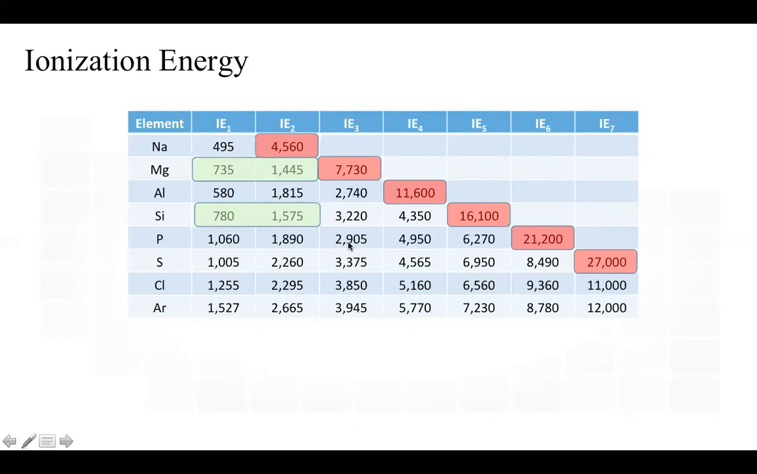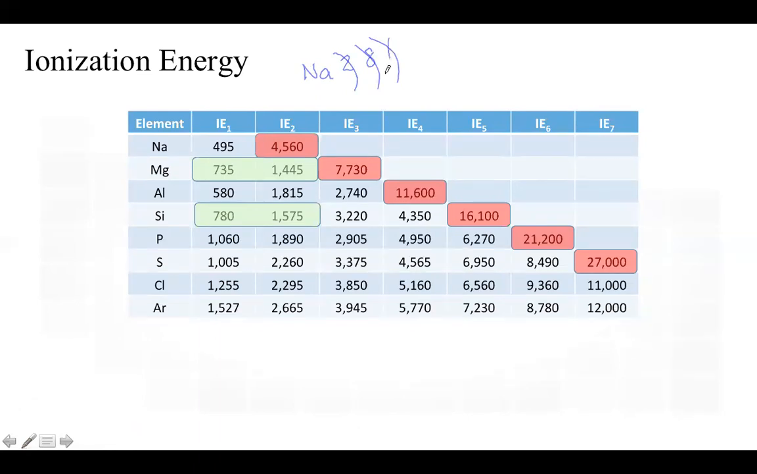Again, that huge jump is related to the number of valence electrons these elements have. For instance, if we look again at sodium, it has those 3 principal energy levels.